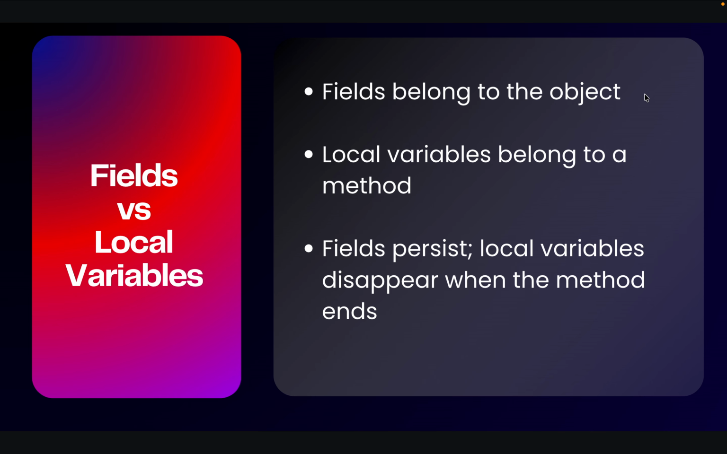So your fields are going to persist, which means they're going to stay around as long as your code runs, while your local variables disappear as soon as that method ends. So this is why you have to know the difference and be careful when you are creating variables. If you want your variable to be around for the entirety of the code, you should create it as a field variable. If not, and you just want it for the purpose of the method, then you could create a local variable and it will basically be ignored once the method ends.